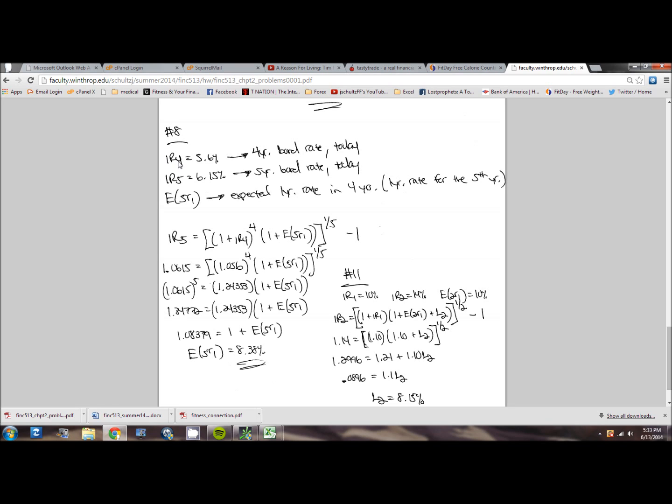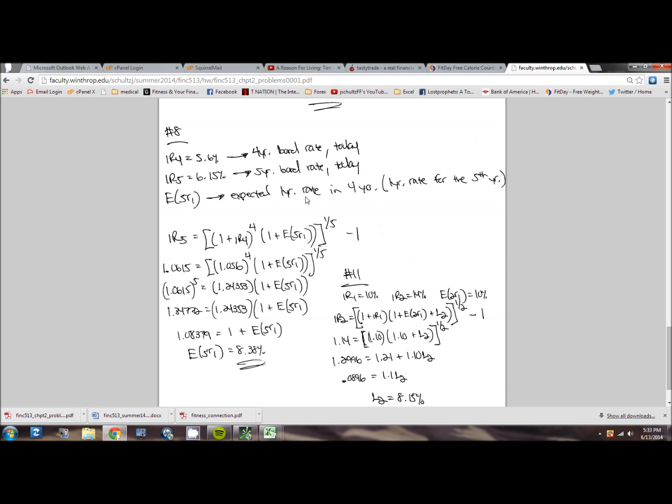The subscript on the right refers to how long that investment is going to be for. So this is a 4-year bond today. This is a 5-year bond today, right? And you're given this information, 5.6%, 6.15%, okay? Now you're also given, or you're asked to find, what is the expected rate?